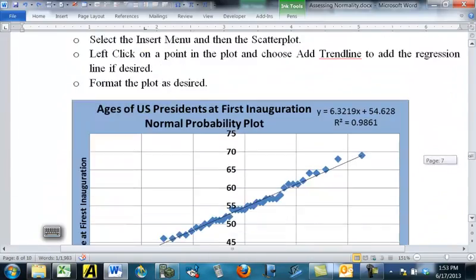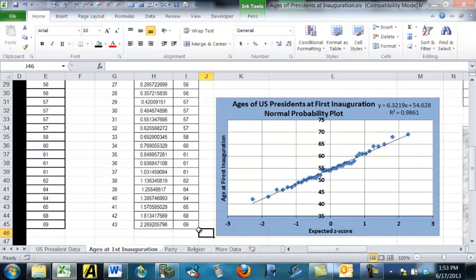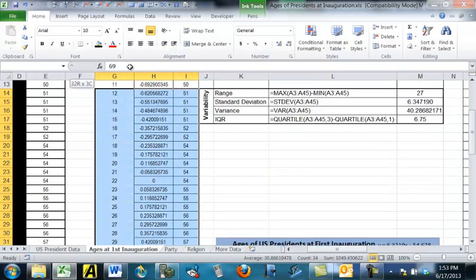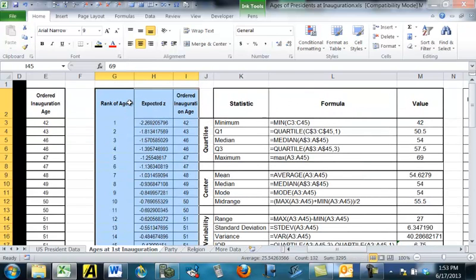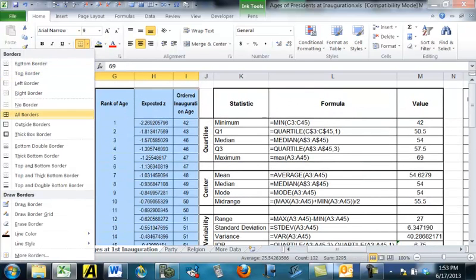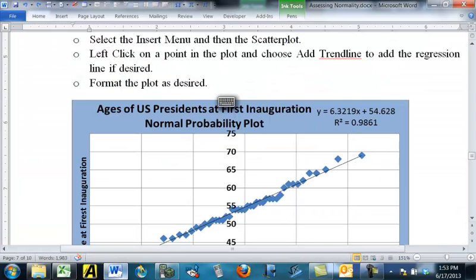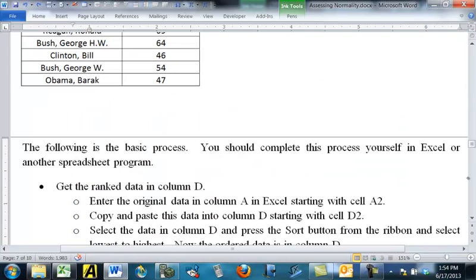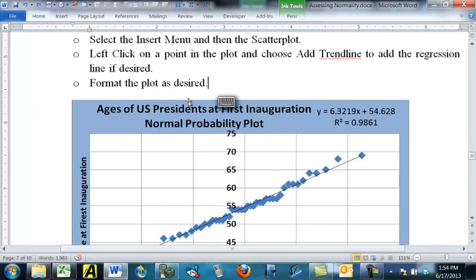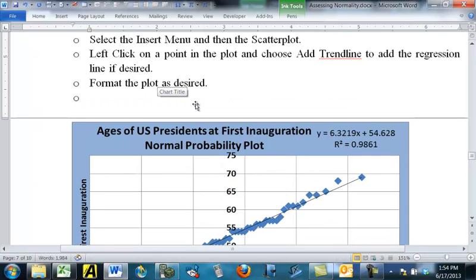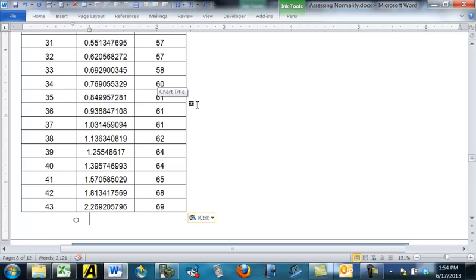Okay, I don't have the table there. Let's actually put the table in there. I have it over here in Excel. Let's take that table and put it in our notes. Okay, so there's the table that we have.